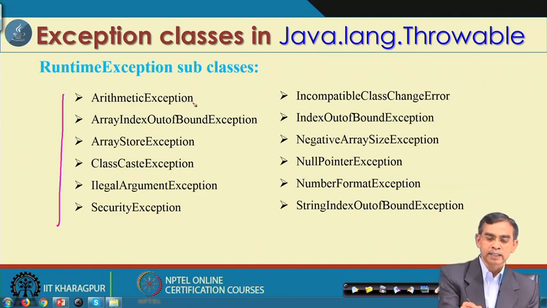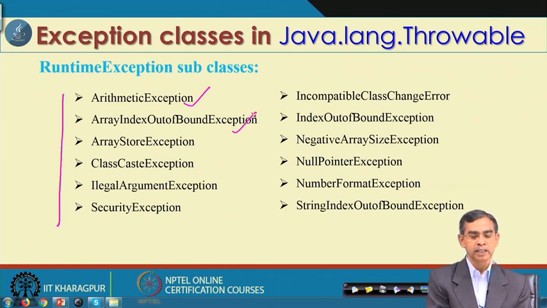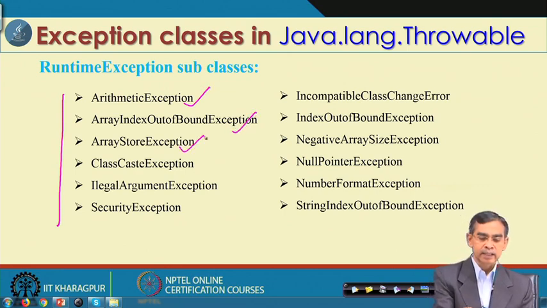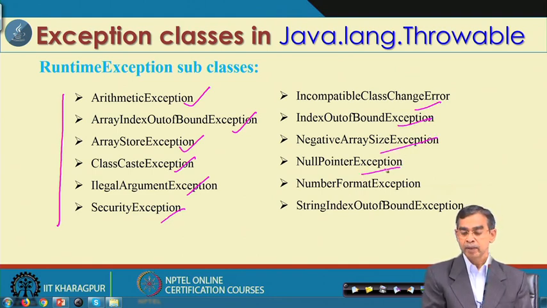For example, we have already discussed arithmetic exception and array index out of bound exception, and then there are many more: illegal argument exception, security exception, incompatible class change error, index out of bound exception, negative array size exception, null pointer exception, number format exception, string index out of bound exception. A few exceptions we have already discussed, and a few more we will learn about while we have a demonstration on this concept, so that it will clear our idea.